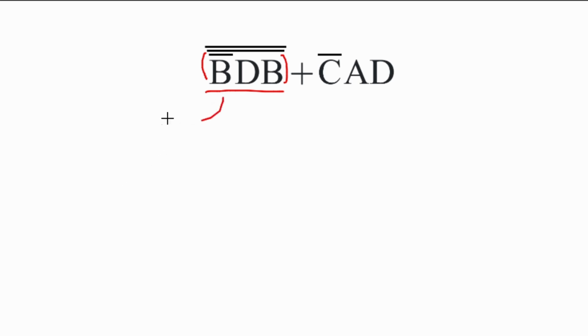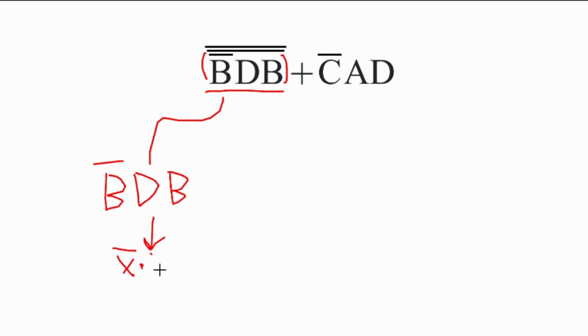So essentially, this term can be simplified to B bar DB, and that's the law of double negation, I believe. And so we can see this can actually be simplified even further. Because if you watched the last video, or if you know your stuff, you'll see here we have B bar multiplied by D multiplied by B. Just ignore the D. So pretend we have X bar multiplied by X.